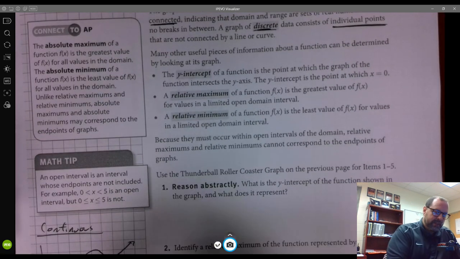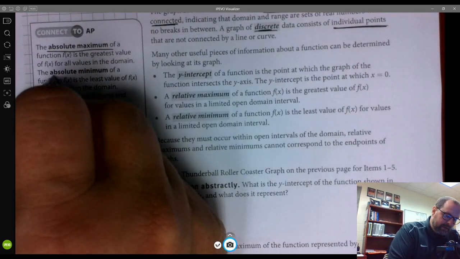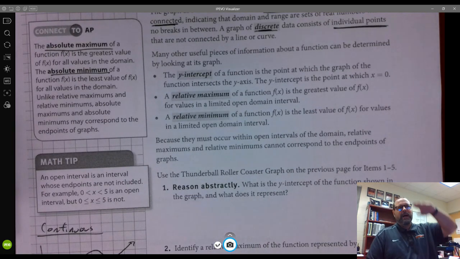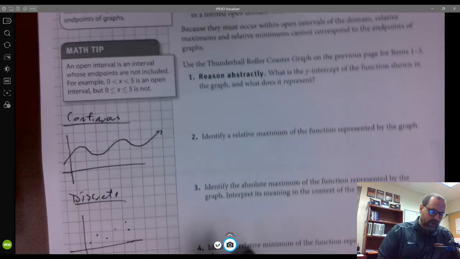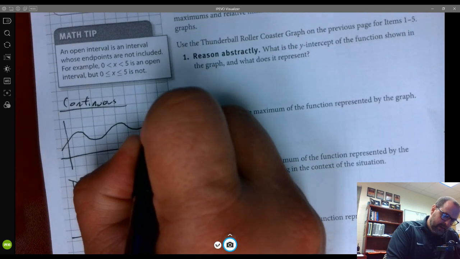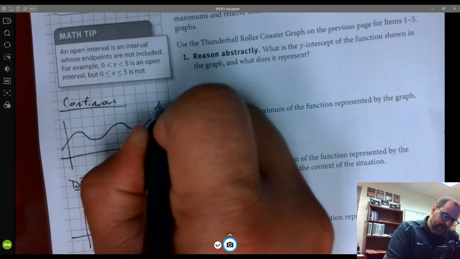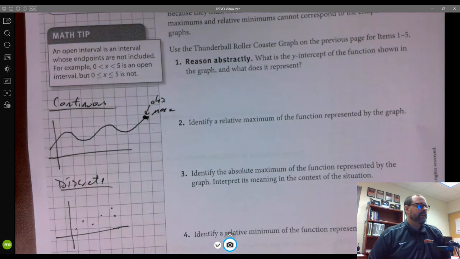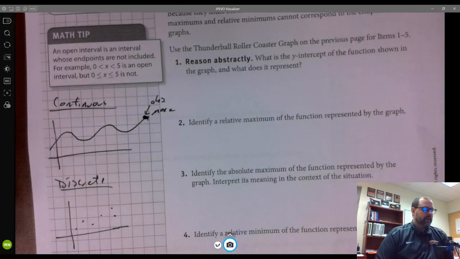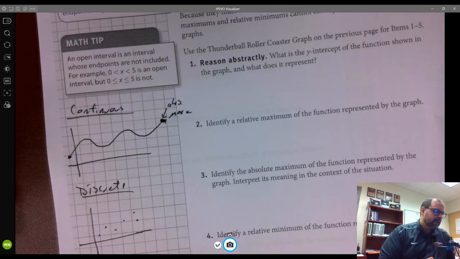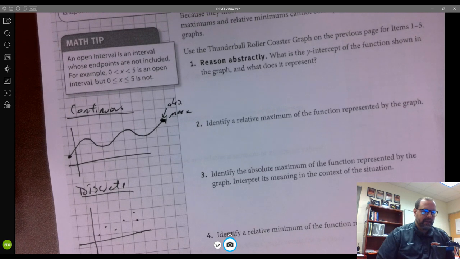So they talk about first absolute maximum and absolute minimum over here where it says connect to AP. You think, I might not need to know that. No, we do. Absolute maximum is the absolute highest a graph goes. So if I go over here, I know I have an arrow here, but let's say I stopped at this point. That's the absolute maximum because that's as high as that graph goes. Absolutely. Okay, now the absolute minimum looks like it would be over here. That's the absolute lowest part that there is.